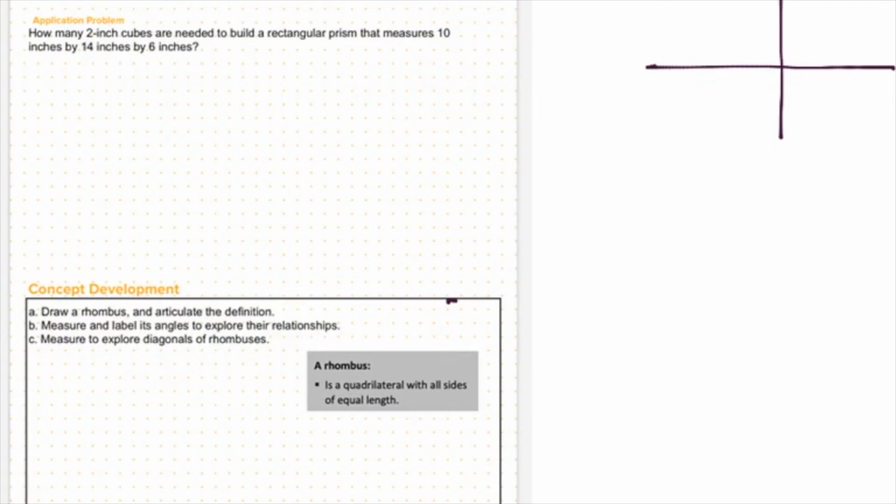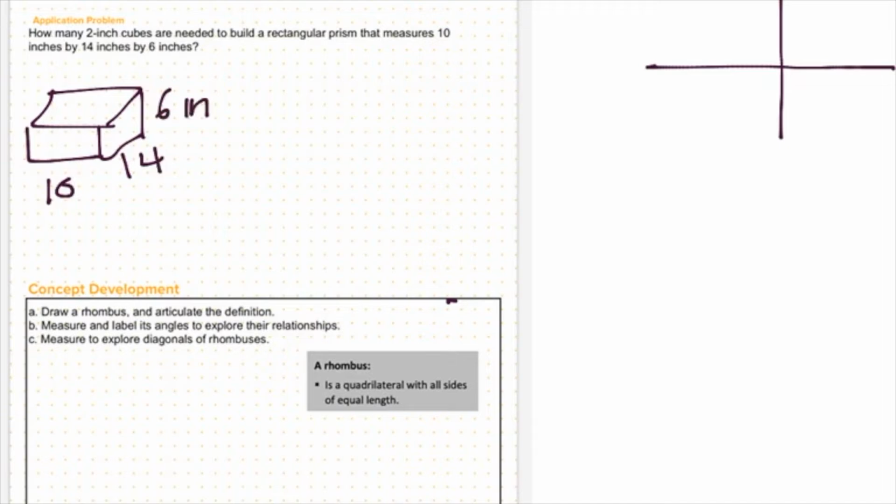Okay, so you should have everything that you know and everything that you need. Now, typically we talk about 1-inch cubes. So you should have drawn a picture of a rectangular prism and said, okay, it's telling me it's 10 by 14 by 6, all in inches. That's my unit. It wants to know how many 2-inch cubes are needed. So that means the cube is bigger than what we're normally talking about. There are 2 different ways to try this. What I want you to do is pause the video and try one of those ways and see if you can figure out how many cubes would be needed in order to fill up this spot. So pause now.